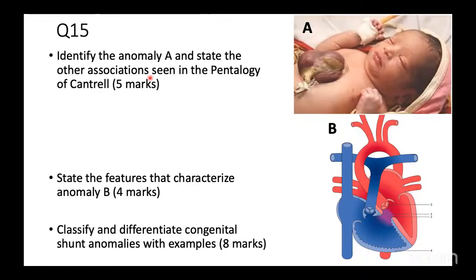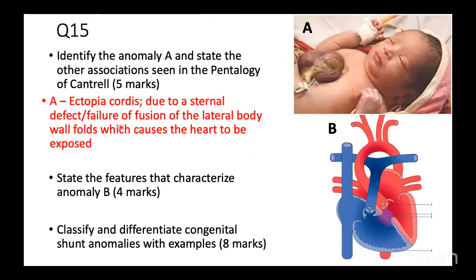Part A: identify the anomaly and state the other associations seen in pentalogy of Cantrell. So this is one of them. This is the one for the heart, and this is called ectopia cordis. You can see the heart is outside of the thoracic cavity. The basis for this condition is failure of formation or fusion of the lateral body walls together in the midline, or a sternal defect, which leads to the heart being exposed.